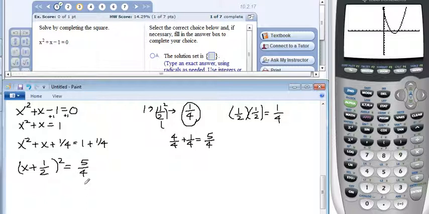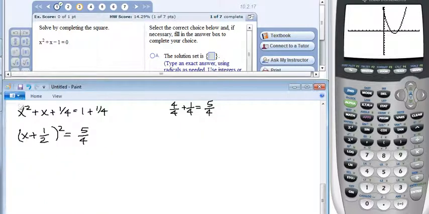What makes this nasty are the fractions. Okay, now I'm solving for x. Do you see how I've got my perfect setup for a square root property? That's the key. So the first thing that you want to do is force it into a perfect square trinomial so that it can become something that looks like this for the square root property.